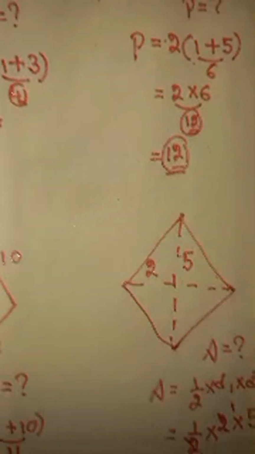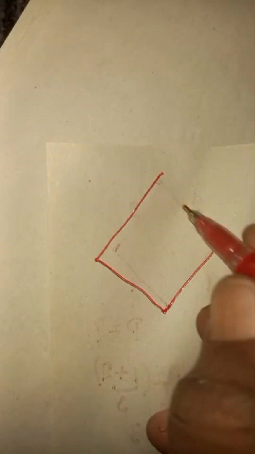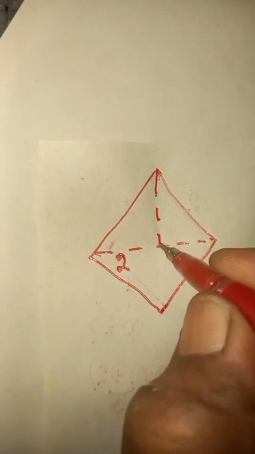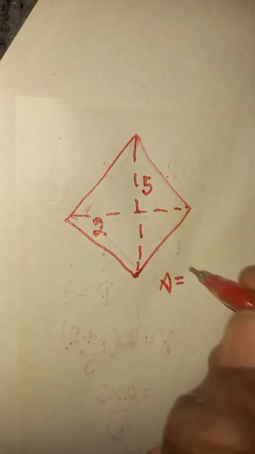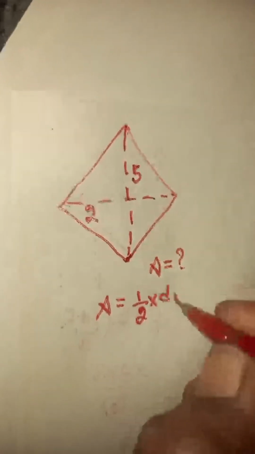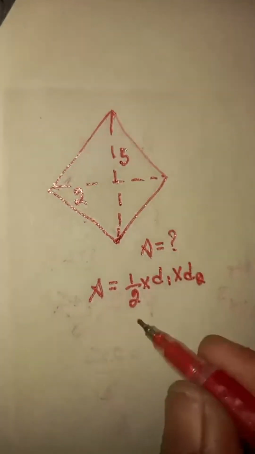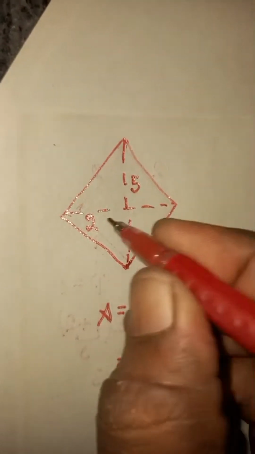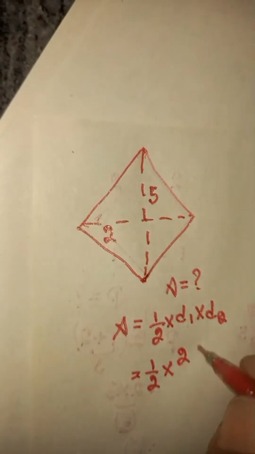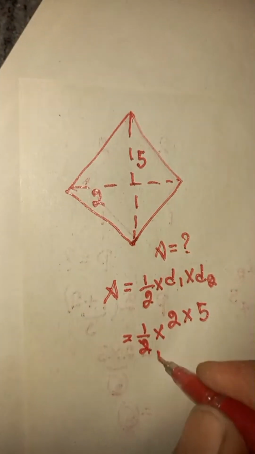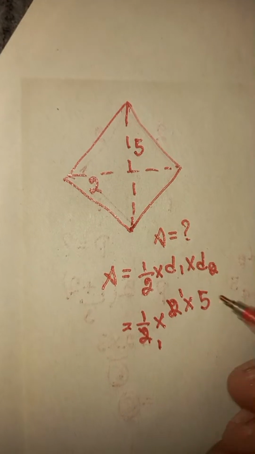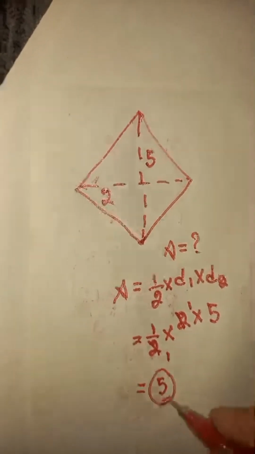Now I am going to tell one more kite's area. In this kite they have given one diagonal as equal to 2 units and another diagonal which is equal to 5 units. Here also you need to find out the area. This kite's area is half times diagonal 1 times diagonal 2. This gives rise to half times diagonal 1, which is 2 units, times diagonal 2, which is 5 units. You can divide the denominator and numerator, 1 times 1 times. 1 times 5 is 5 square units.